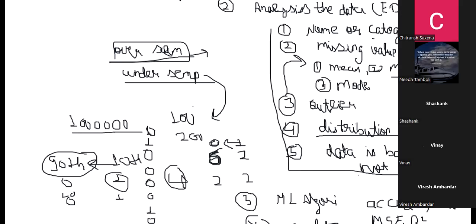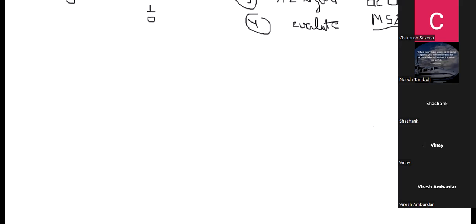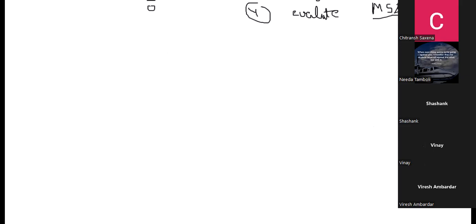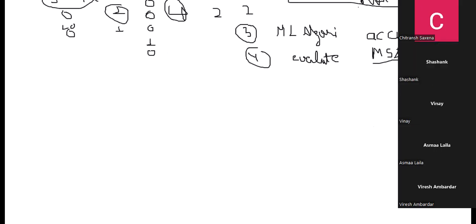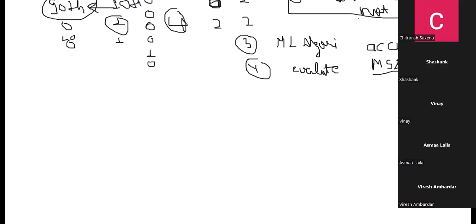Okay, so now my screen is visible. Accuracy is for classification, and the other metrics are for regression. For regression, if your MSE is low, if your error is low, then your model is good.